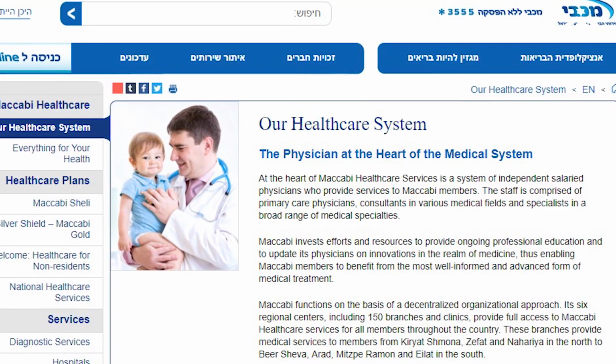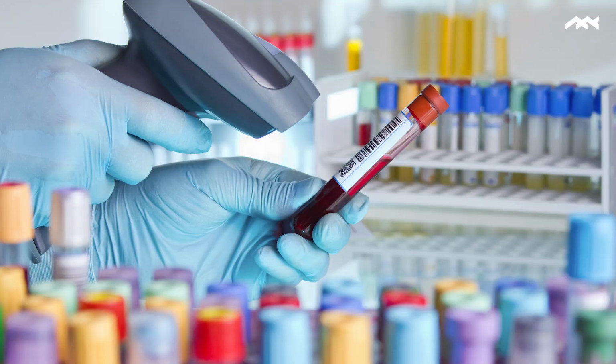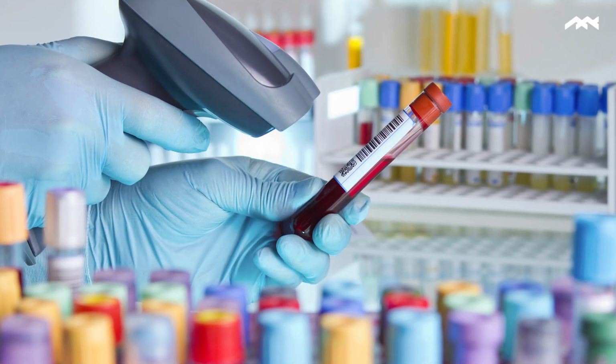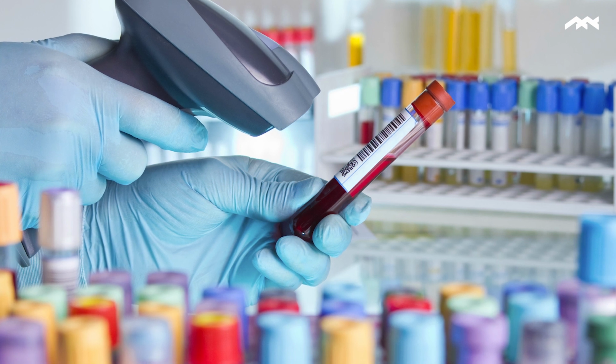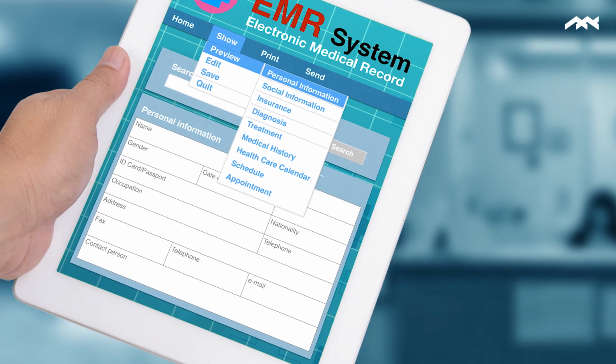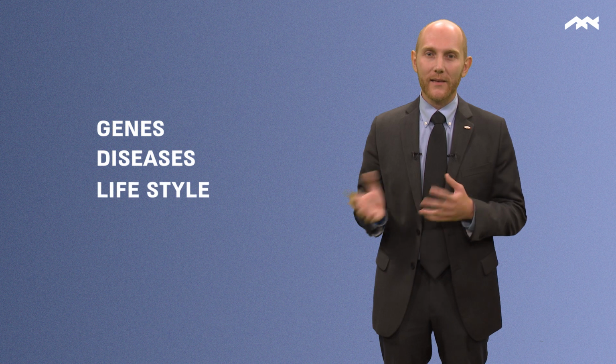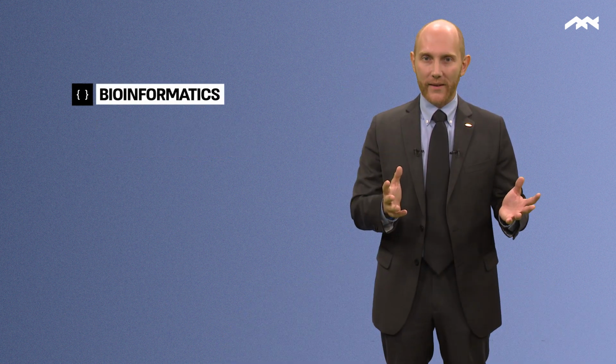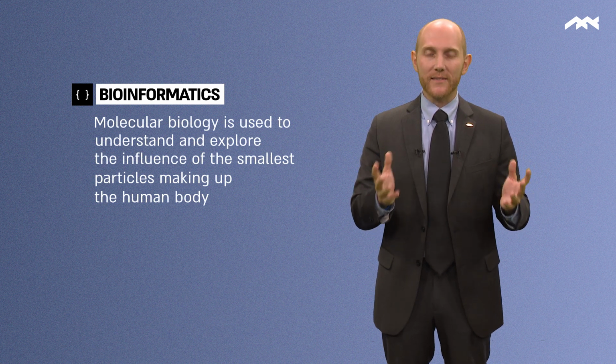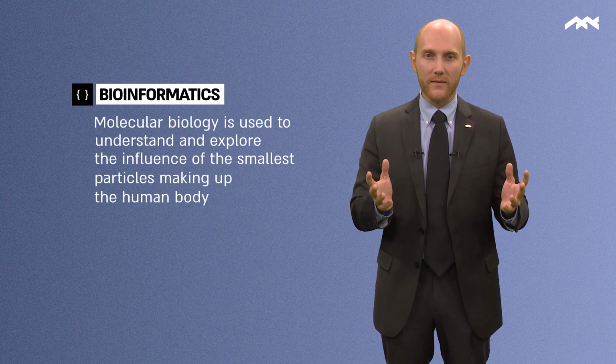A Drop for Research is an initiative by Maccabi, the second largest health insurance in Israel, through which patients' biological samples like blood and urine are collected and stored in a large data bank of biological samples. These samples are connected to patients' electronic medical record to examine linkages between genes, diseases, and other factors, like lifestyle. The goal of this initiative is to discover risk factors and to personalize treatment. This is an example of bioinformatics, where molecular biology is used to understand and explore the influence of the smallest particles making up the human body, like genes or molecules, on medical phenomena like diseases.